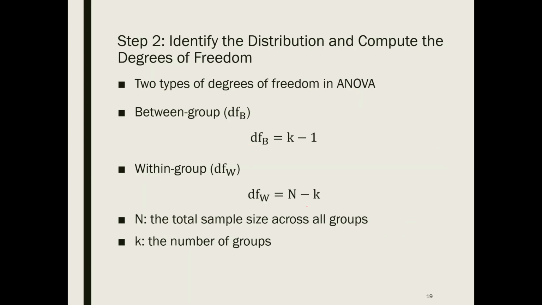Okay, so the distribution, again, is the F distribution we just introduced, which looks like a chi-square distribution, right? The degrees of freedom in ANOVA are a little bit different from a t-test or chi-square, because the degrees of freedom has 2.